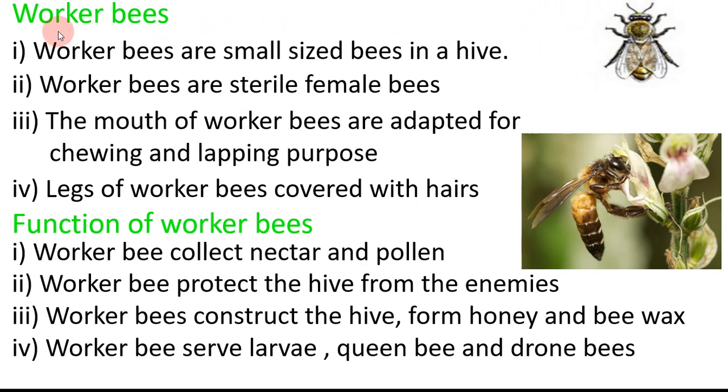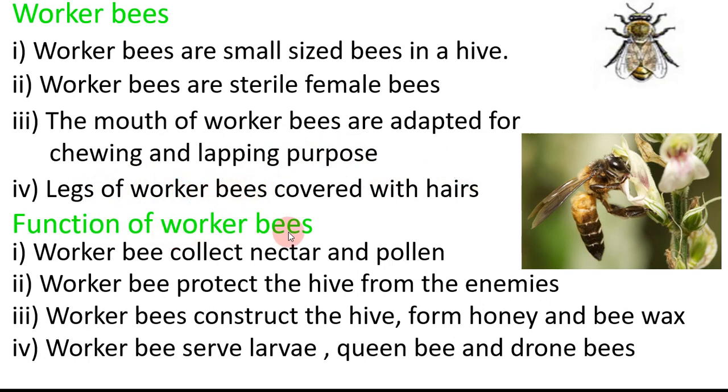Now look here, this diagram is of a worker bee. The characteristic features of the worker bees: they are small-sized bees, the smallest bees in a bee colony. Worker bees are sterile females, that means they do not lay eggs and they do not take part in the fertilization process. The mouth of the worker bees is adapted for chewing and lapping, because they have to collect nectar and pollen. And the legs of worker bees are covered with hair.